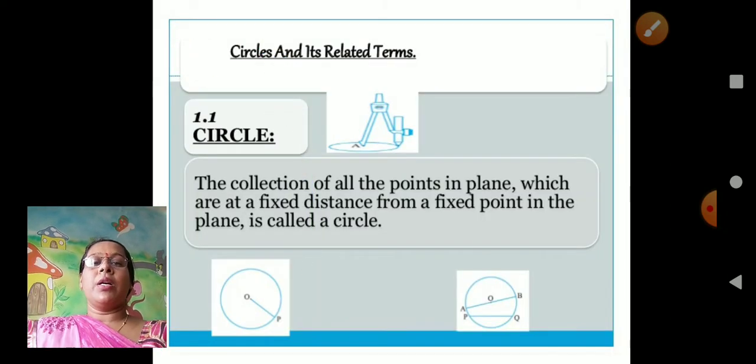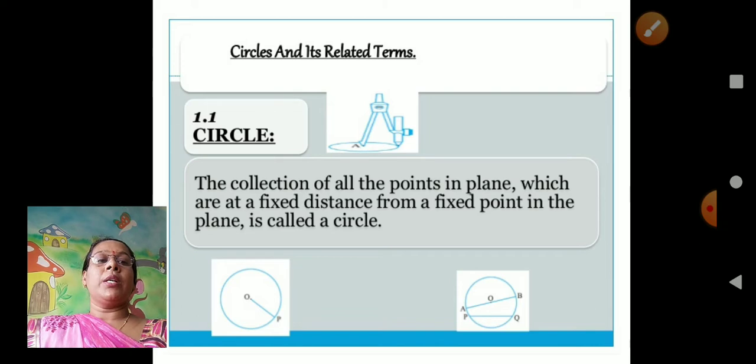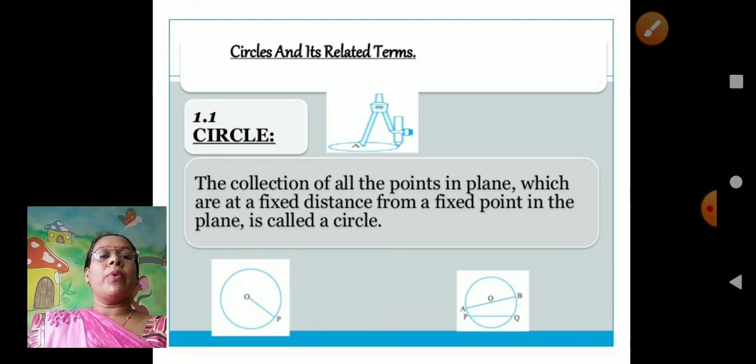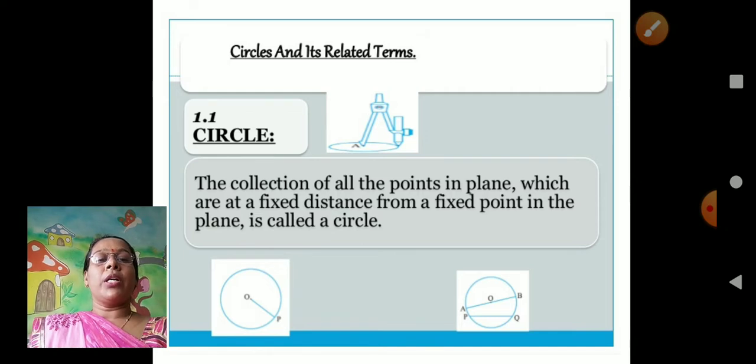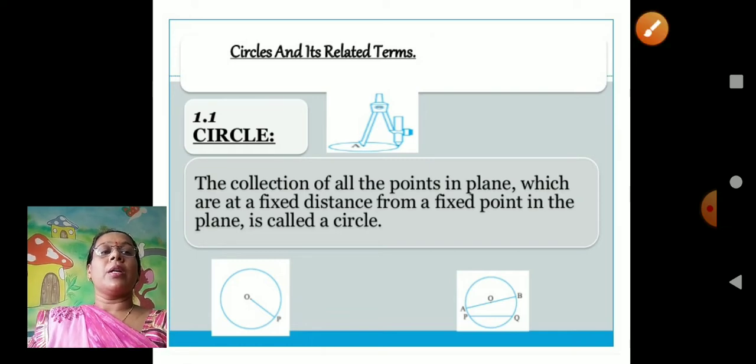Firstly, we discuss the definition of the circle. What is the circle? The collection of all the points in a plane which are at a fixed distance from a fixed point in the plane is called a circle. Means if we consider a fixed point and from that fixed point we take the collection of all the points, that is called a circle. The fixed point is called the center of the circle and the fixed distance is called the radius of the circle.